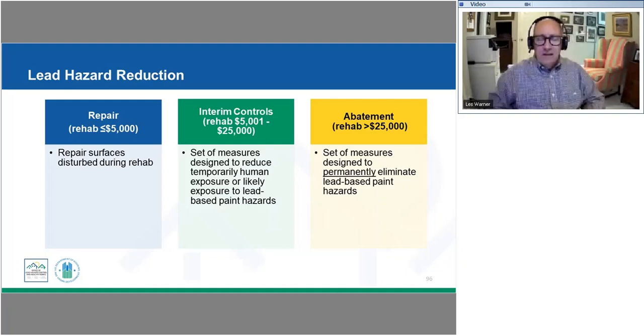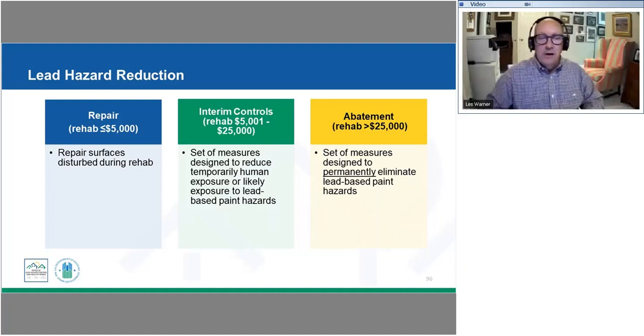So that might be things like working on those unstable painted surfaces to stabilize them. Maybe we're going to do some wet scraping, some cleaning, and some repainting of that so that we now have stable surfaces that are not creating our lead hazard. We're going to be doing things like dust removal. So we're going to be doing a scientific cleaning and removing those hazards that we've been able to identify.